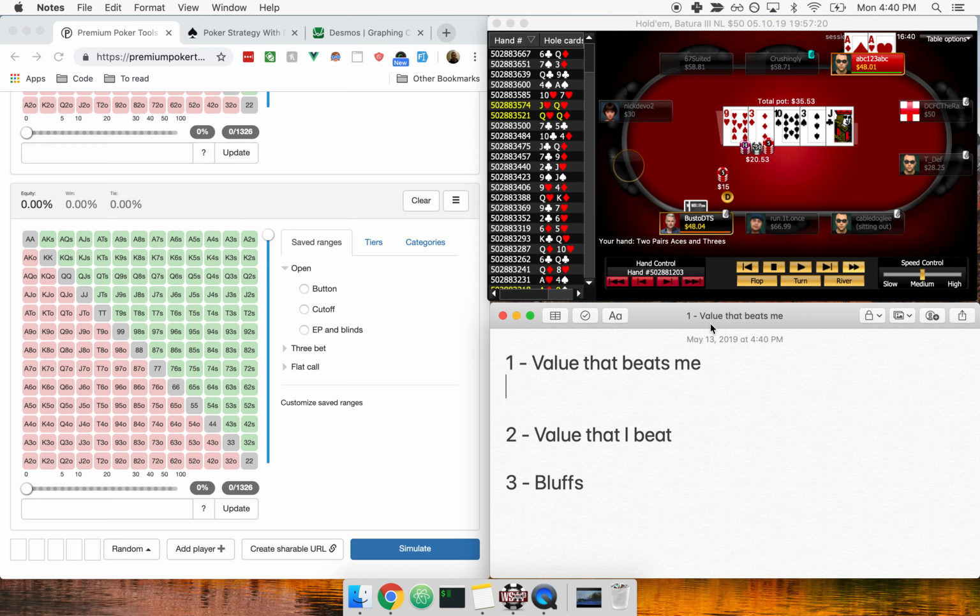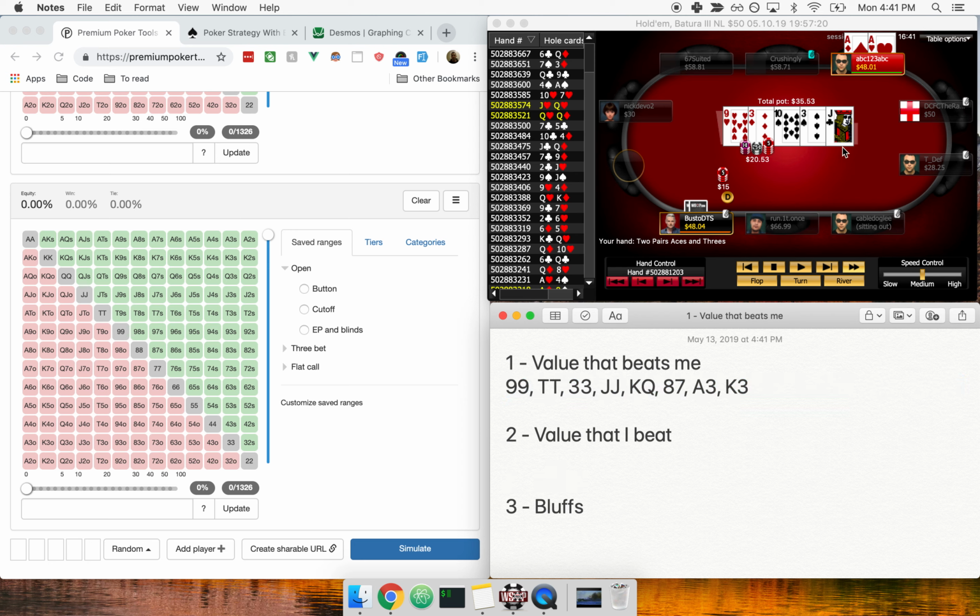So value that beats me: if he has pocket 9s, pocket 10s, pocket 3s, pocket jacks, king queen, 8-7, even ace 3 or king 3. Any of these hands is value, he's betting these hands for value, and these hands beat me. So these are the kind of things I mean when I talk about the first bucket.